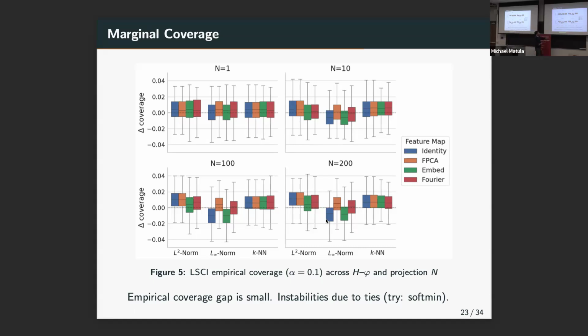Evidently, choosing the right feature map, like the Fourier feature map, which is mostly what we use, largely got rid of this issue. I don't have an exact explanation for why that happened, but that is something we noticed across all of them. Otherwise, the coverage is fairly close. There's a slight upward bias, and that's because in order to get rid of the ties, instead of using a hard minimum, we would often apply a soft min function. The soft min function induced a little bit of an upward shift, or a little bit of conservativeness, to the prediction sets.